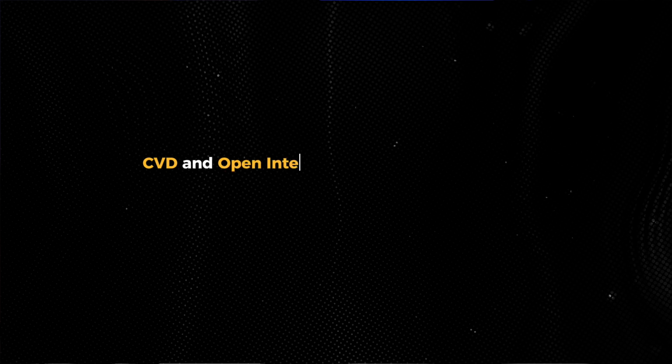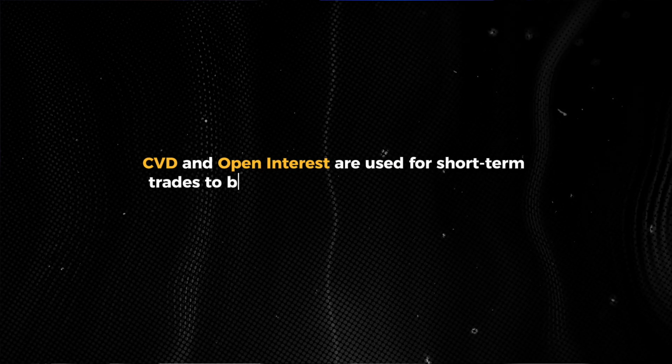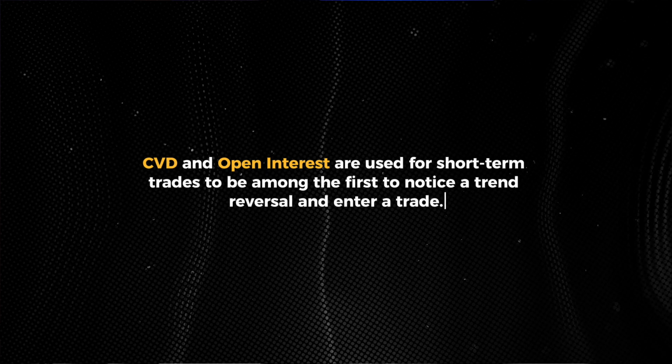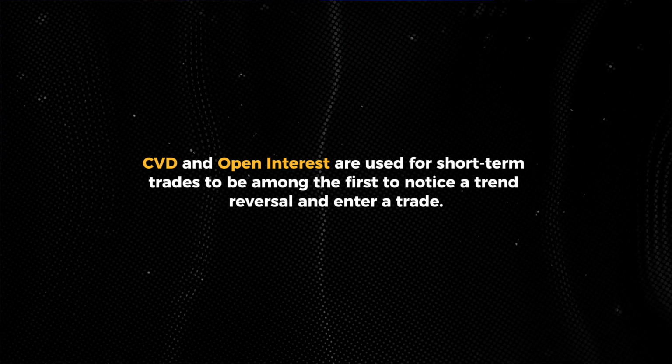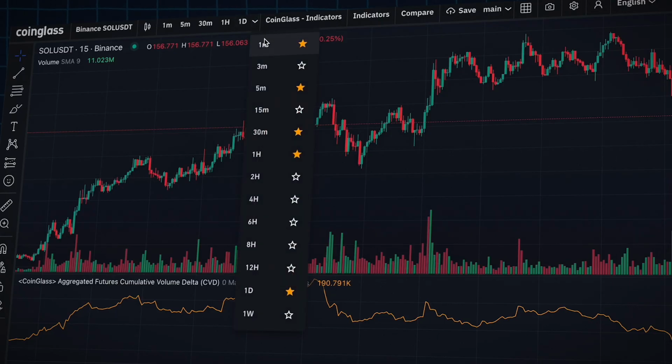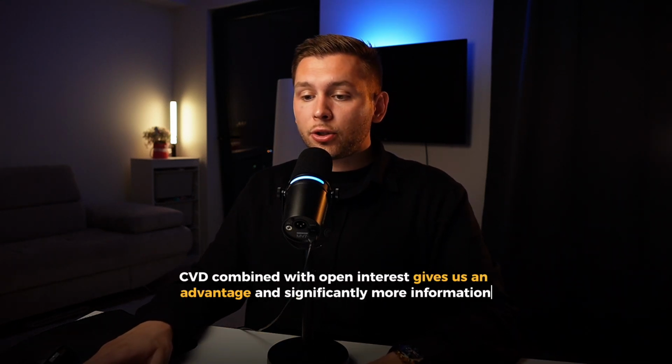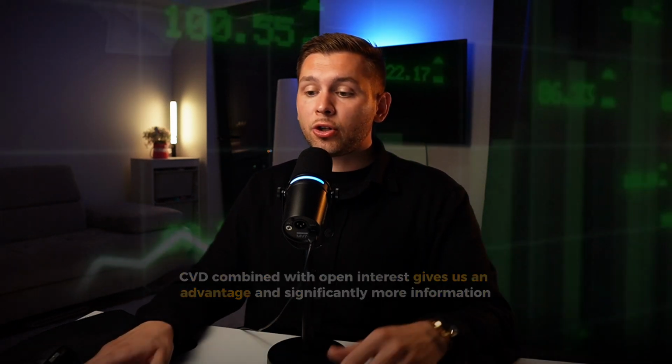Cumulative volume delta and open interest are usually used for short-term trades to be among the first to notice a trend reversal and enter the trade. Therefore, the 1, 3, and 5 minute time frames are most often used. Unlike basic indicators and analysis methods, CVD combined with open interest gives us an advantage and significantly more information, which can greatly improve your trading results.